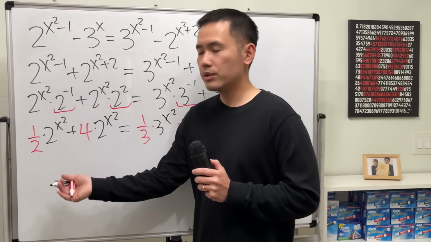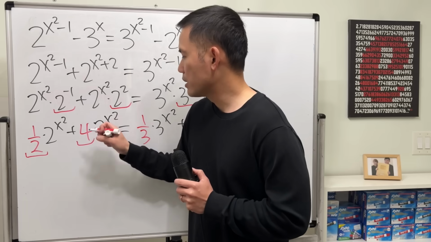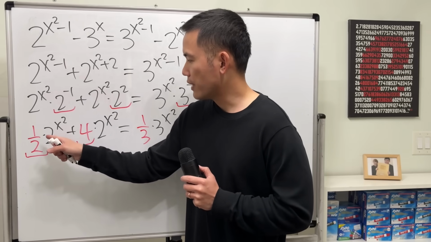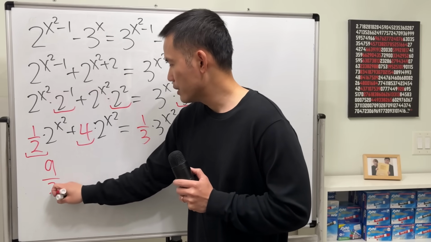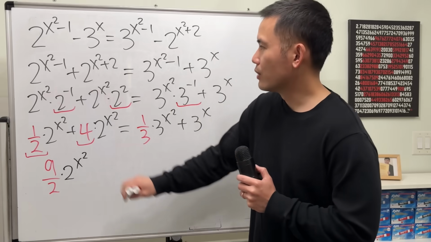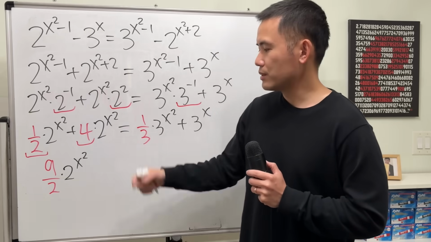And on the left-hand side, it looks okay because 1/2 plus 4. This and that can be combined, get a common denominator. So 8 over 2 plus 1/2 is 9 over 2, and then times 2^(x²). So all this right here becomes just 9 over 2 times 2^(x²).